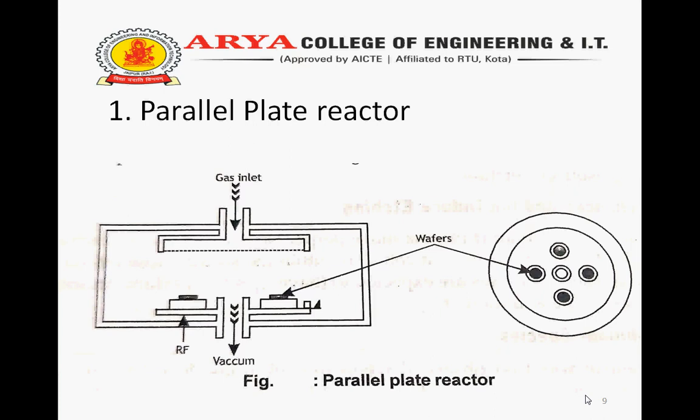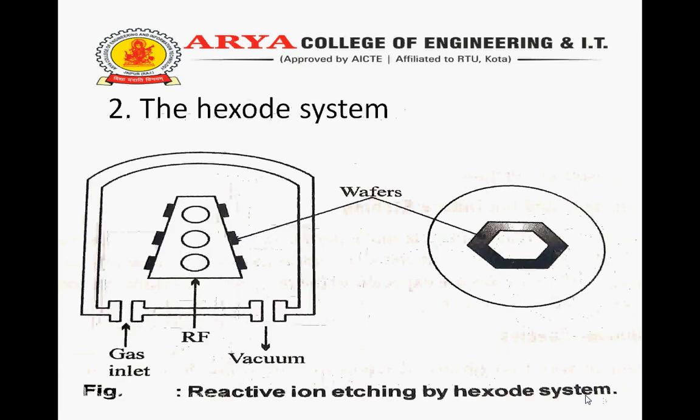Second is the Hexode system. As the sidewall itself acts as the neutral electrode, the potential difference between plasma and power electrode is increased, and hence it increases the energy of ion bombardment also. The Hexode system is shown in the figure.